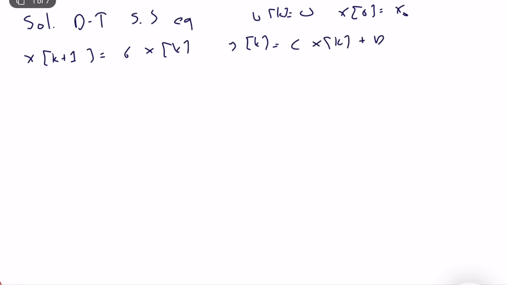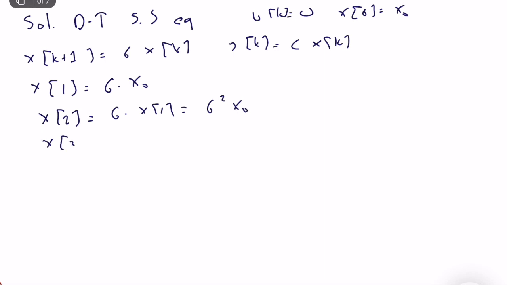Of course, we can have the u of k, but the input is equal to 0, so we don't need to do that. It's just that. Let's start computing x1, x2, and try to figure out the general format. x1 is equal to g times x naught. x2 is equal to g times x1, and it's equal to g square x naught. Similarly, x of 3 will be equal to g cube x naught. And x of k is equal to g to the power of k x0. Similarly, y of k will be equal to c times g to the power of k x naught.